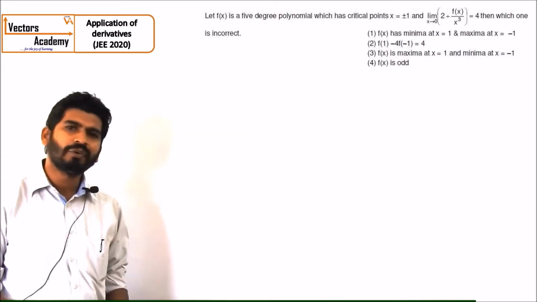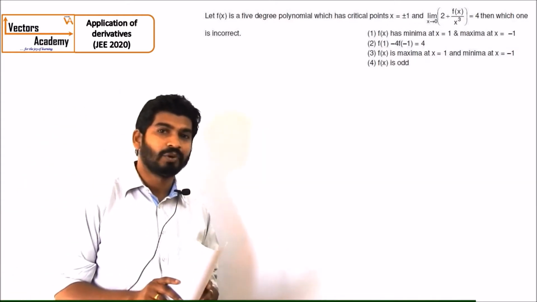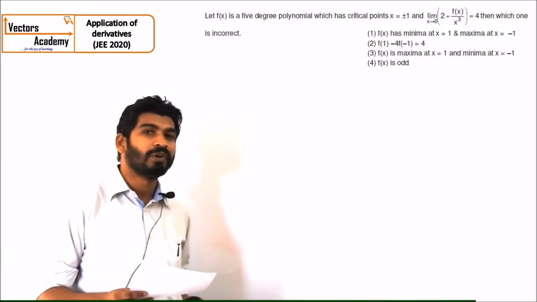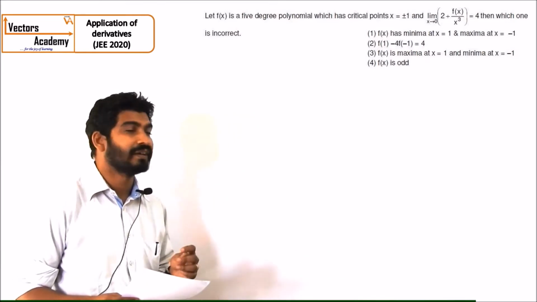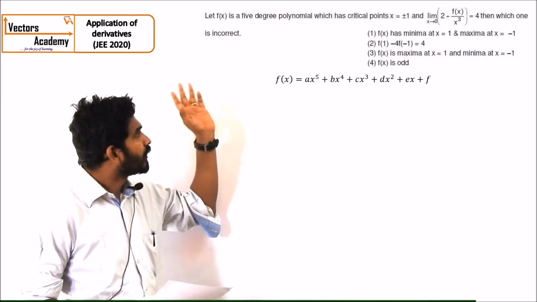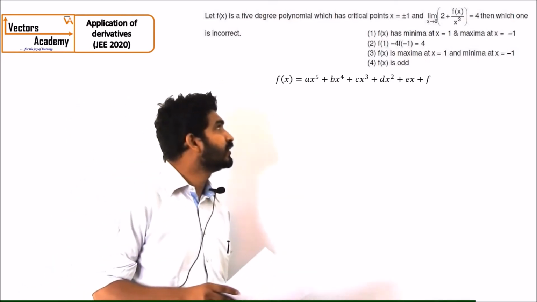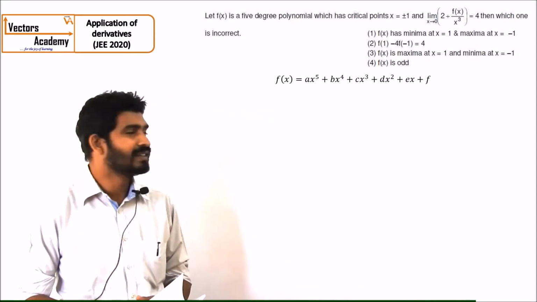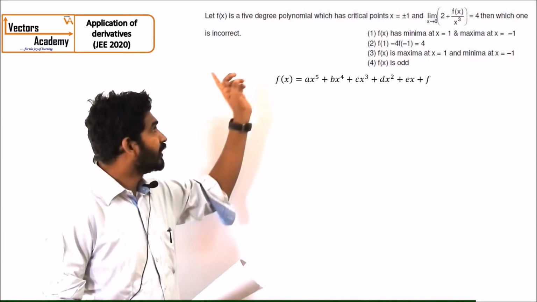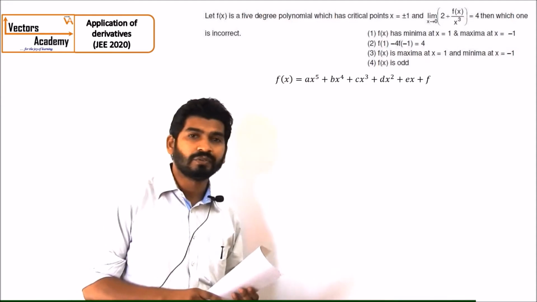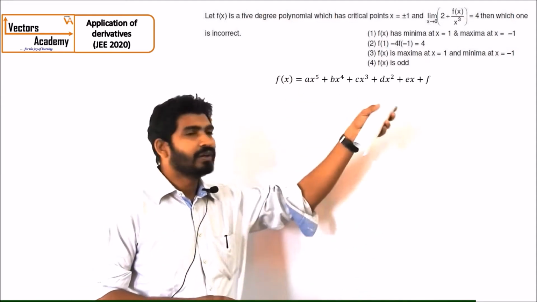Now first of all, f of x is a 5-degree polynomial. So we have to assume a polynomial which contains the highest degree as 5. We'll assume f of x to be ax raised to 5 plus bx raised to 4 plus cx cube plus dx square plus ex plus f. So there are 6 different coefficients which we need to find, ranging from a to f.